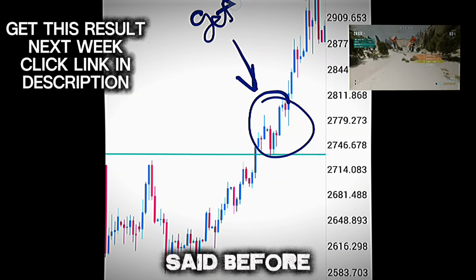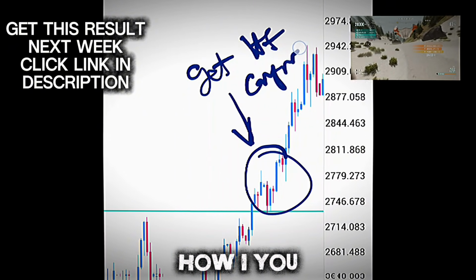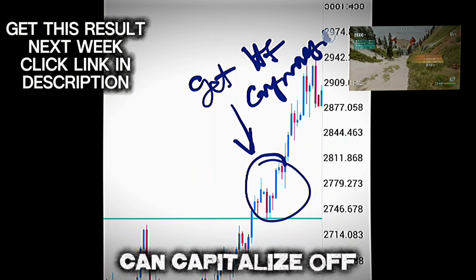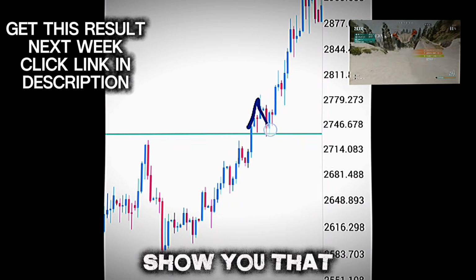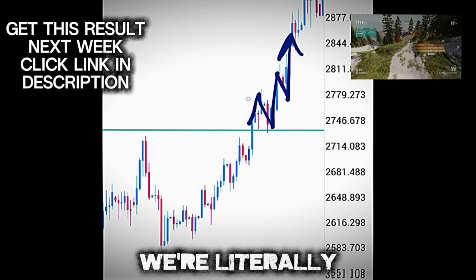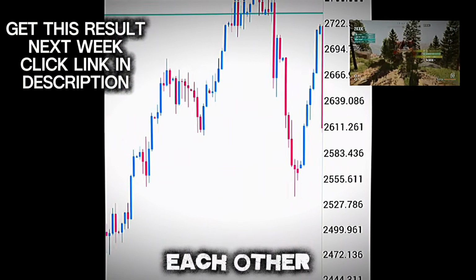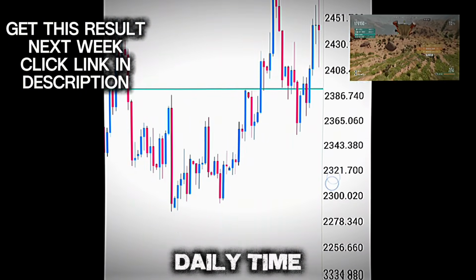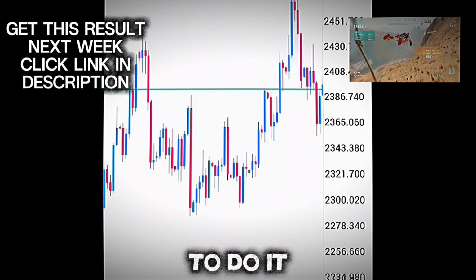And like I said before, I'm still going to go down to lower time frame to show you how you can capitalize off these entries at this point in time. But first thing first, let me just show you that all this daily projection were literally following a particular structure. You can see how everything was respecting each other. But if you are going to take a trade on this daily time frame, it is going to be very, very risky. So I will not advise you to do it.